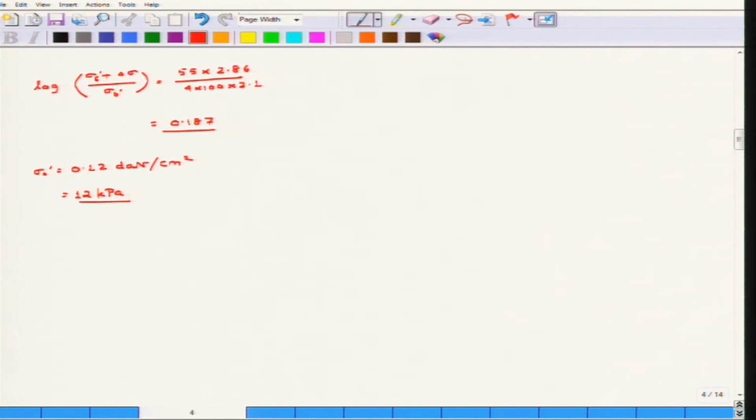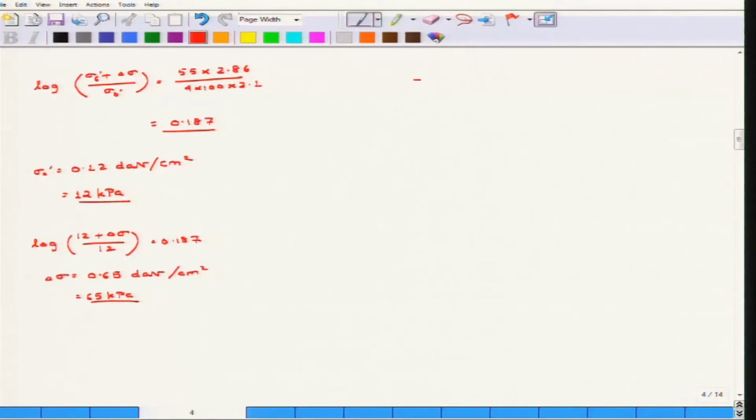Now, if the stress at the mid height of the clay layer is 12 kPa, then log of 12 plus del sigma by 12 corresponds to 0.187. So, from there del sigma comes out to be 0.65 daN per centimeter square or 65 kPa.